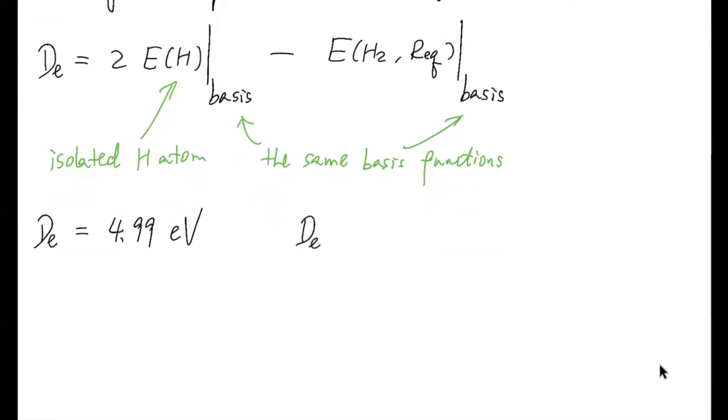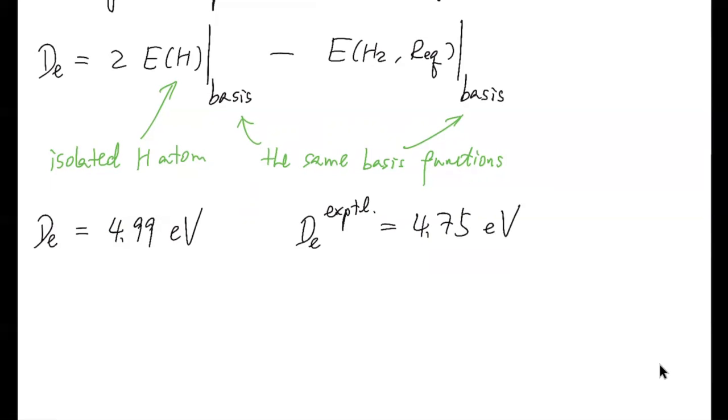And experimentally, if you measure the equilibrium dissociation energy, which is actually the enthalpy minus the 0-point vibration energy contribution, you will get 4.75 electron volt.